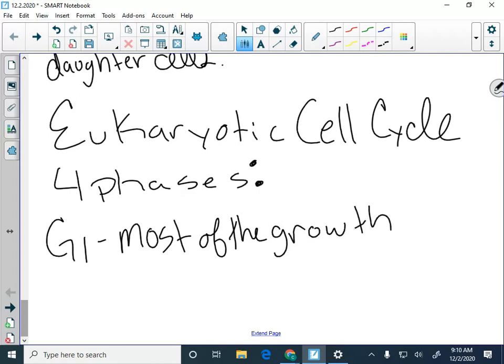Technically, the G stands for gap, because when they first figured out the cell cycle, they thought it was pretty inert during this time. But as we've learned more about the cell, we know that cell growth takes a lot of effort. So they have changed the G from meaning gap to meaning growth. So the first phase in the cell cycle that we're going to talk about is G1.